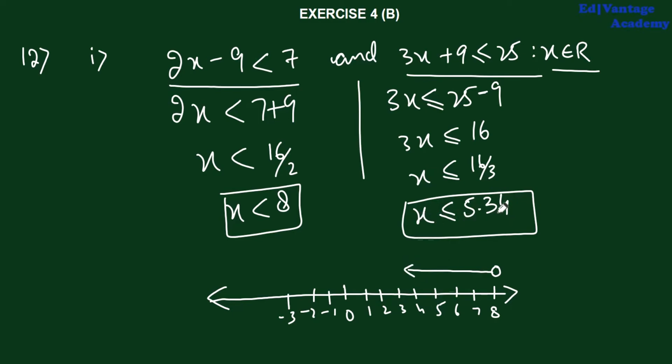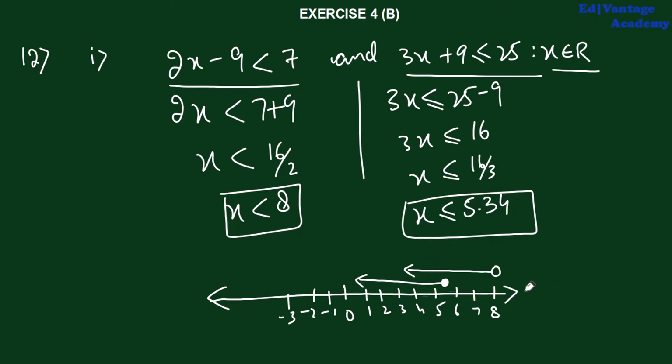X is less than or equal to 5.34. If I find 5 here, 5.34 roughly would be here. So at 5.34 I need to shade it because it's equal to also. X is less than this number. Less than means left side. Correct? And so on. So both answers are going towards the left.